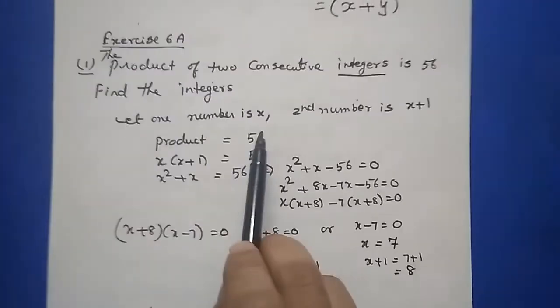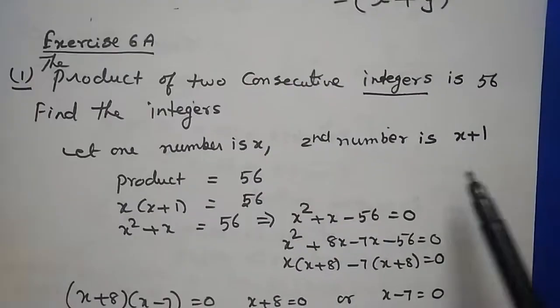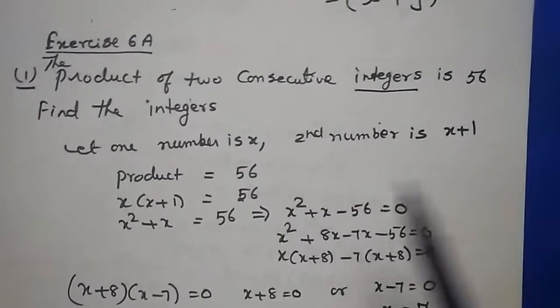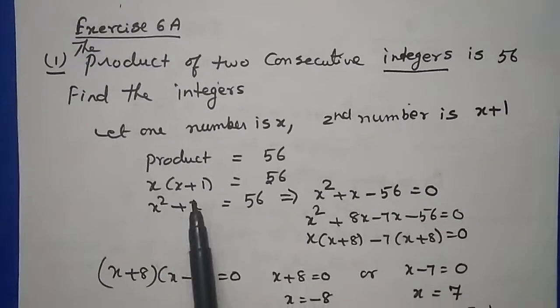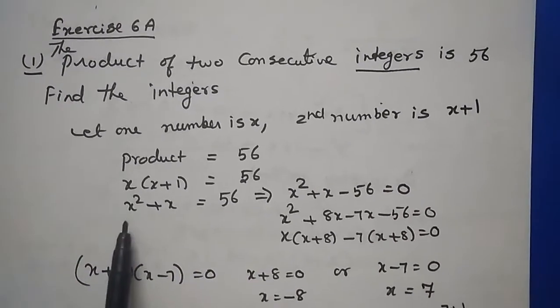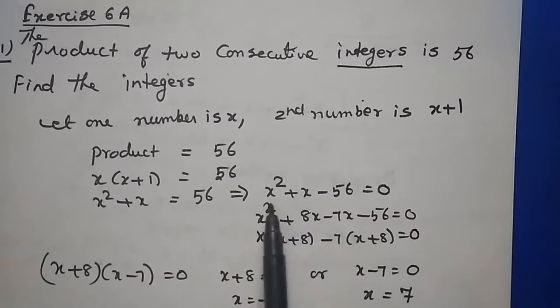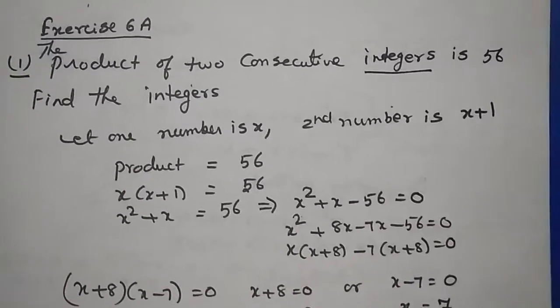Let the first number be x, and the second number be x plus 1, since they are consecutive. The product is 56. Product means multiply the two numbers. So x into x plus 1 is equal to 56. x squared plus x equals 56, so x squared plus x minus 56 is equal to 0.